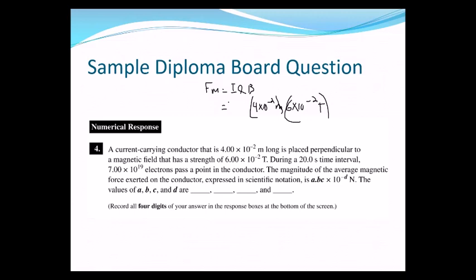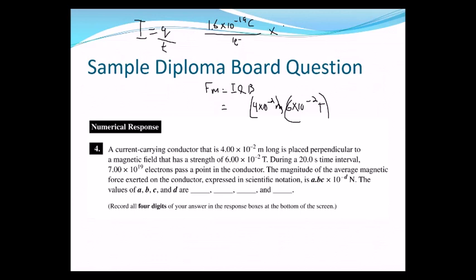But the current we have to do a little bit of work at, right? So we have to use current equals charge over time. And what we need to do is turn that into a charge. So we know the charge of 1 electron. So 1.6 times 10 to the negative 19 coulombs is the charge of 1 electron.